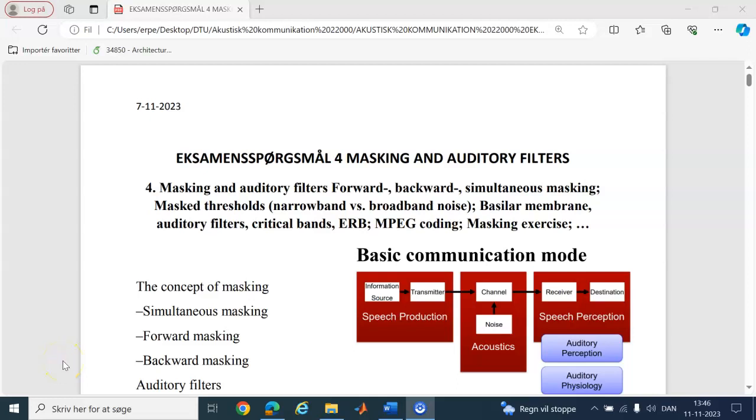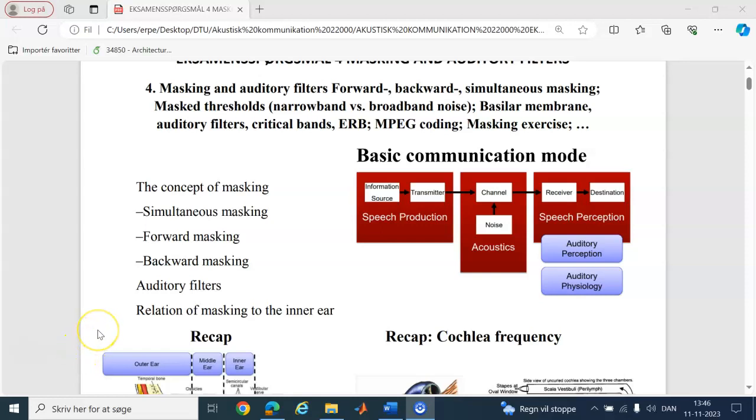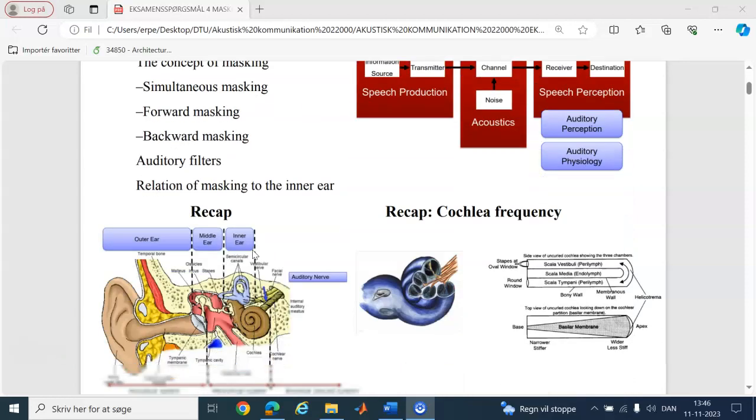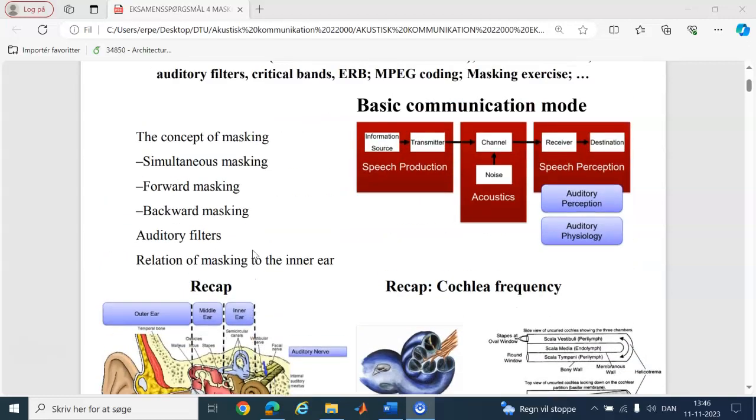Masking and auditory filters. Forward, backward, simultaneous masking, masked thresholds, narrowband versus broadband noise, basilar membrane, auditory filters, critical bands, ERB, MPEG coding maybe, and a masking exercise. The concept of masking: simultaneous masking, forward masking, backward masking, auditory filters, and a recap of masking in the inner ear.